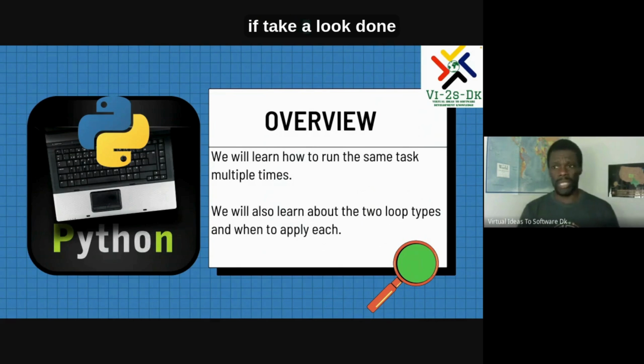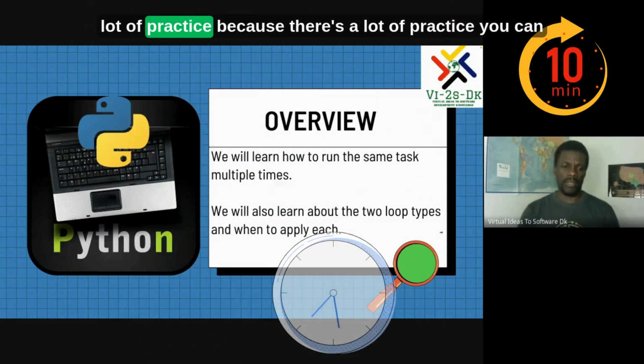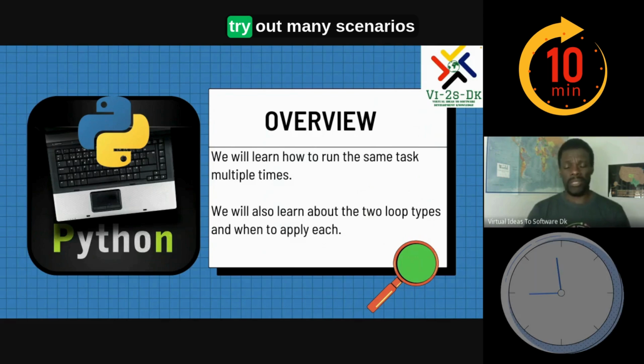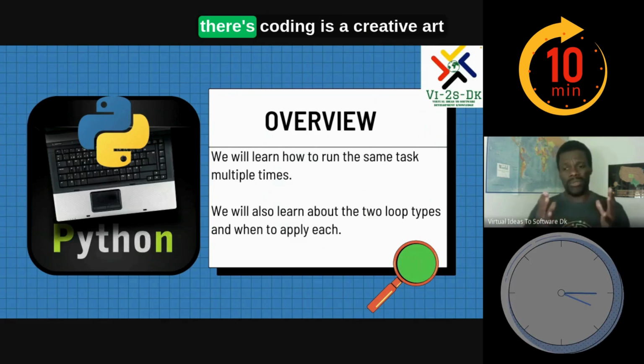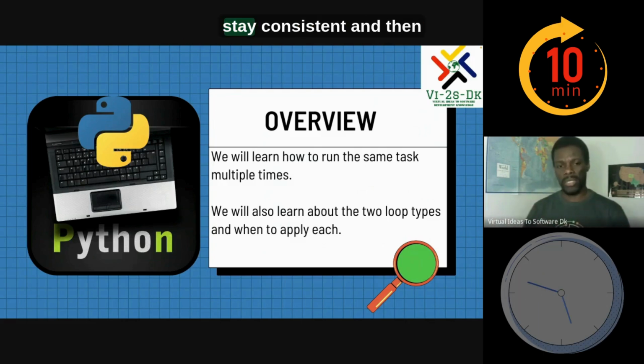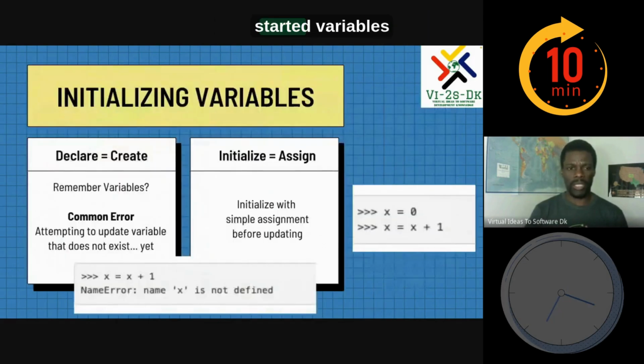My goal will be to get this done in less than an hour so that we can do a lot of practice, because there's a lot of practice you can do. And what we need to be doing is having fun. Try out many scenarios. And like I said, coding is a creative art. So there might be 10 different ways of writing the same piece of code. You just have to build your own signature, stay consistent, and then make sure that you avoid errors. All right, so let's get started.